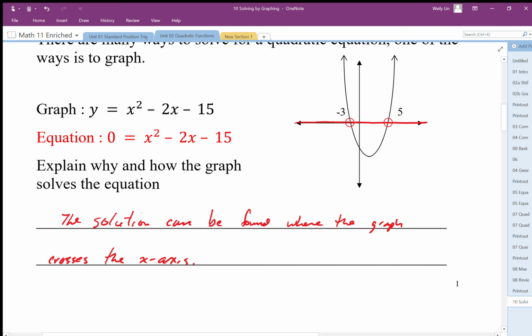Why can we find it there? We can find it there because this is where y equals 0. Y equals 0 is where the solution to the equation equal to 0 can be found.